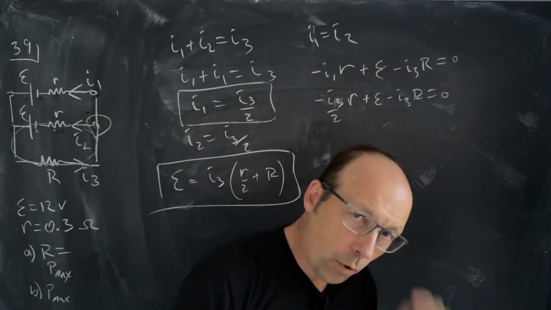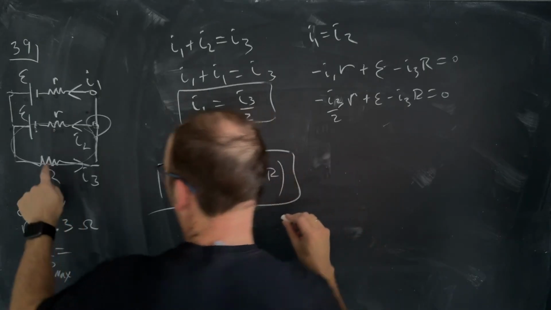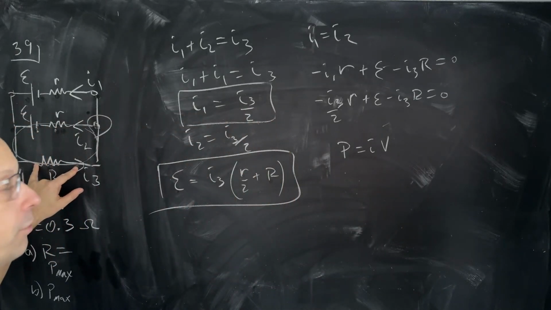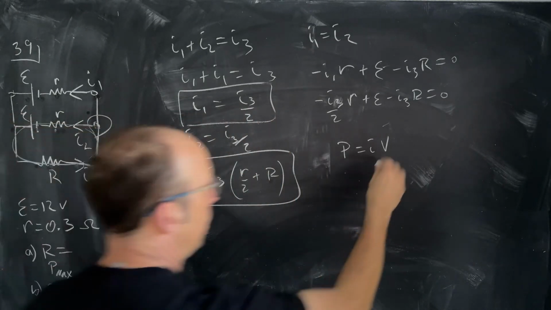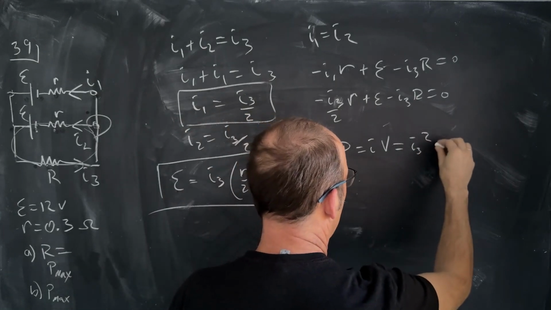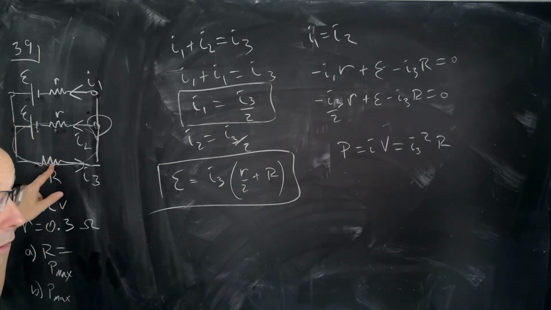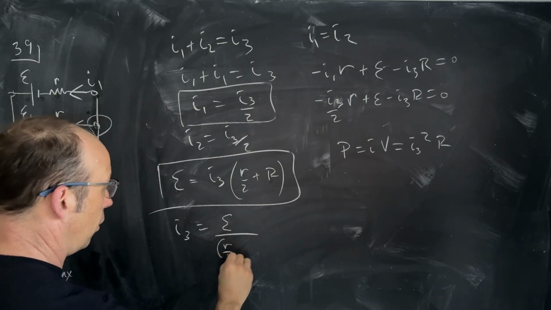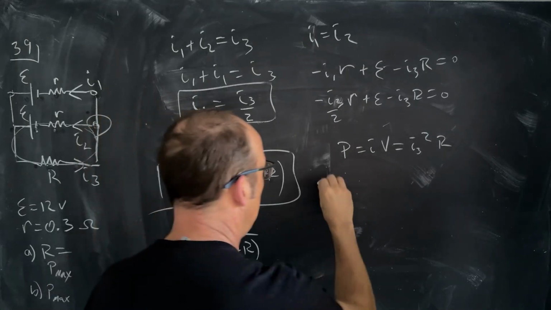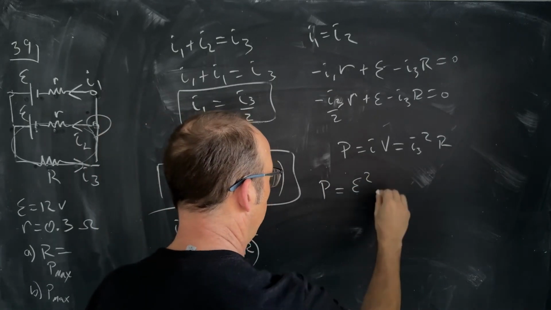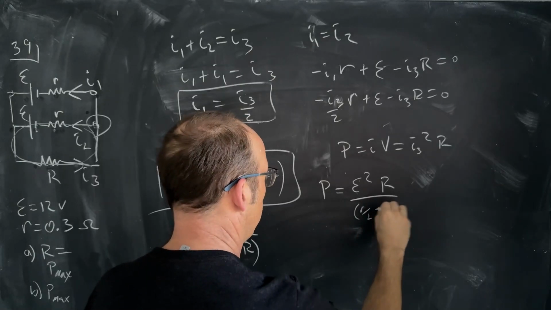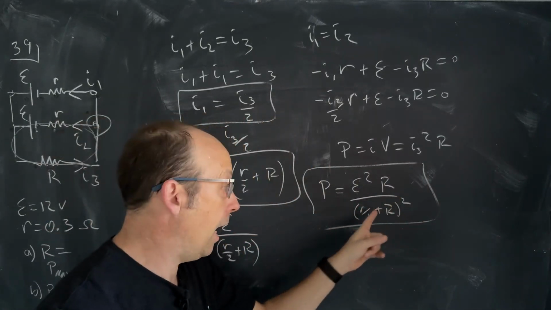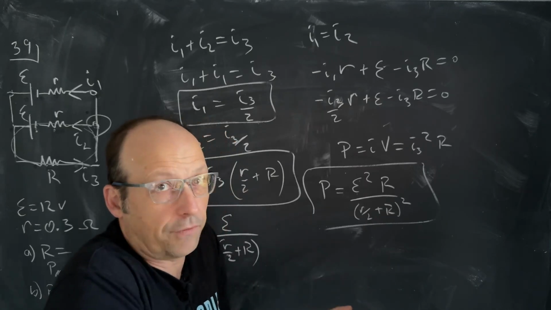Let's think about it. What we want to do is to maximize power. Remember that the power through this resistor is I times V, the voltage across that. But the voltage across that is going to be I3 R, so it's I3 squared times R, the resistance right there. Let's solve this for I3. I3 is going to be E over (r over 2 plus R). If I put that in up here, power is I3 squared times R, which is E squared R over (r over 2 plus R) quantity squared. And this is my power as a function of capital R. I don't know lowercase r, but I know everything else. So I could just plot this and find out when it's a maximum.